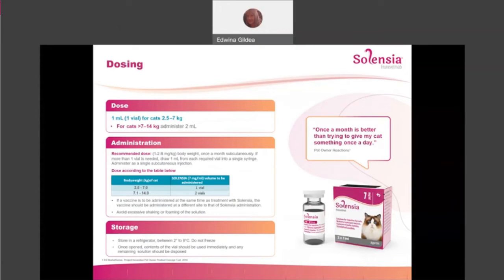to where you're actually administering the Silencia. Also, from a storage point of view, it should be stored in a fridge, and once opened, the entire contents of the vial used, or if there is anything remaining, to be disposed. There is no preservative in these type of products, and they are single use vials.